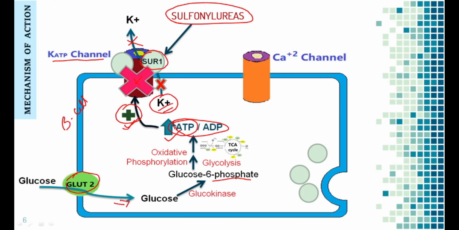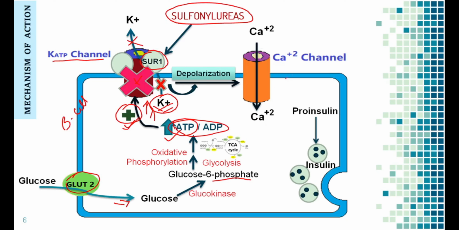If the potassium is not going outside, that means the concentration of potassium inside is increasing. As a result, it is called depolarization. This depolarization will trigger calcium ions to come inside through the calcium channel, so calcium is now coming inside the cell.